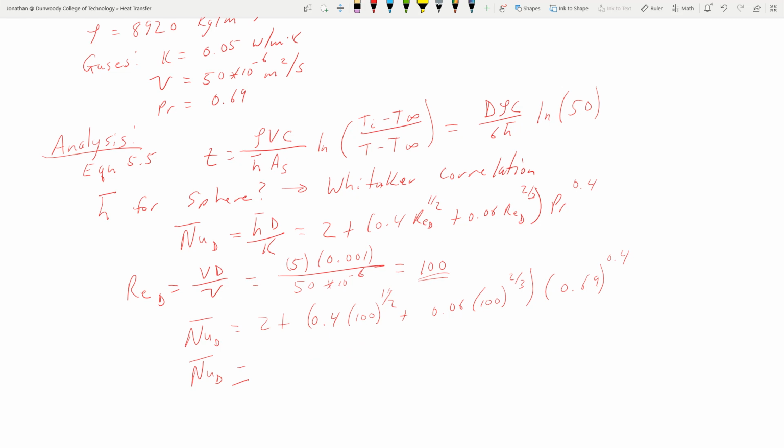If I plug that all in, let me rearrange this. H bar is going to be Nusselt times k over D. So I'm going to have that times k was 0.05, D is 0.001. I fill those values in, hopefully correctly. I get 328 watts per meter squared Kelvin.